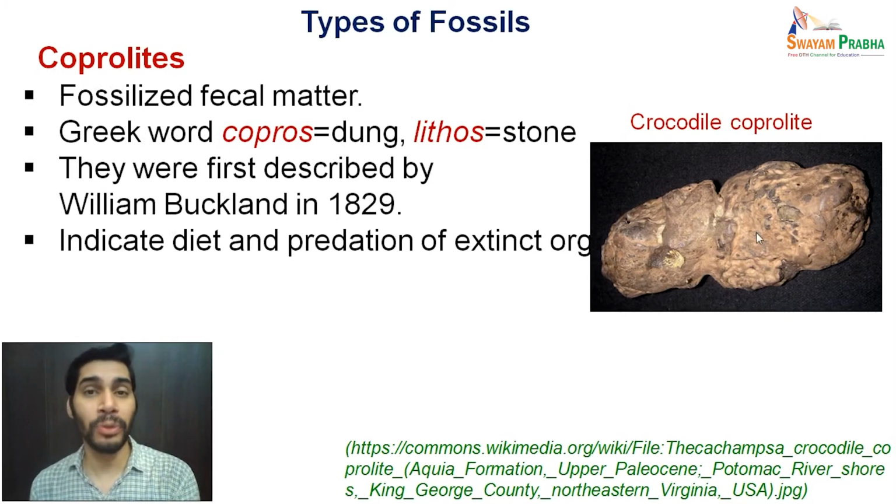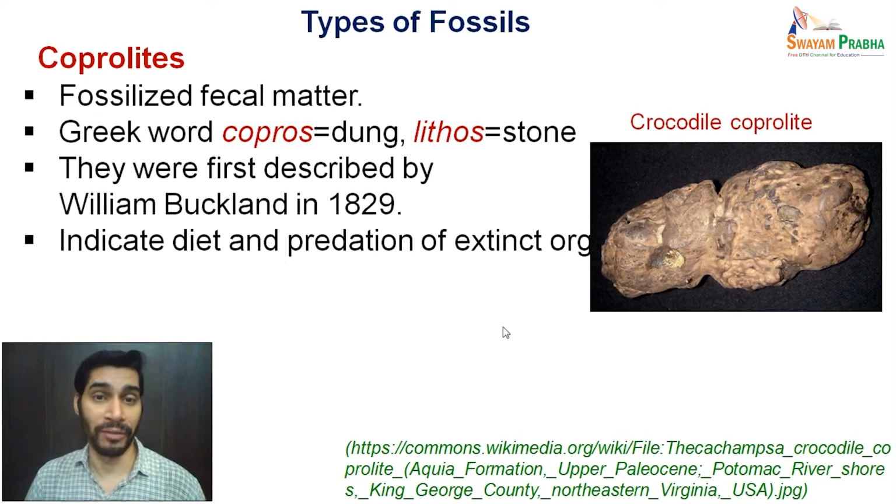Now the question is, how does this fecal matter serve as an important piece of information in paleontology? Remember, these coprolites indicate the diet and predation of extinct organisms. Depending on the composition of coprolites, you can predict the type of diet that organism used to have. You can predict whether these organisms were having predatory nature or not, and what kind of predation they used to have. So all this information you can retrieve based on this fossilized fecal matter. Hence, coprolites are also an important type of fossils.